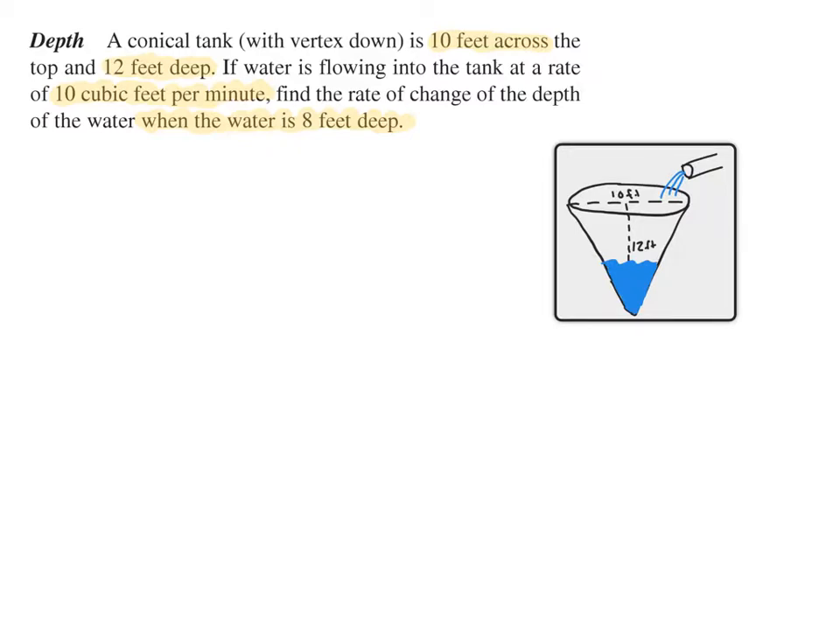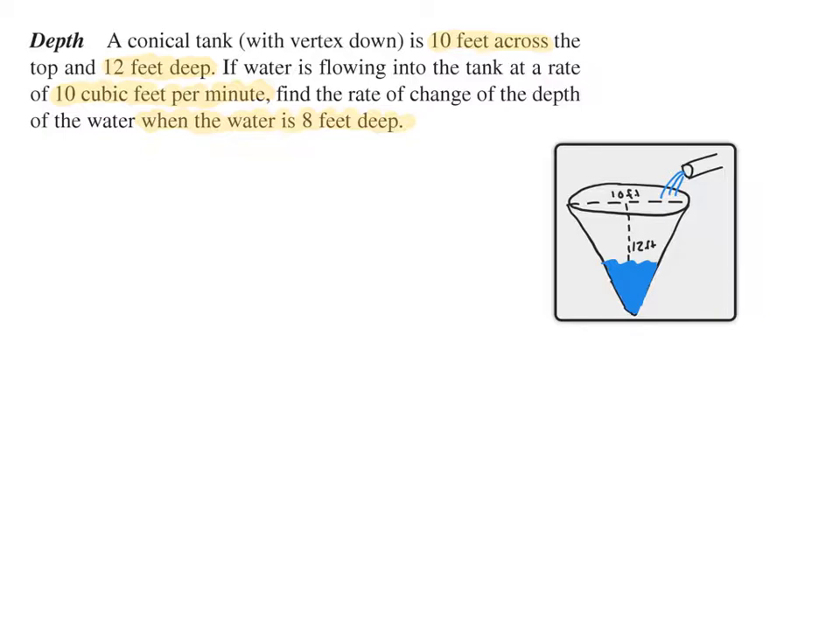In this related rate problem, we want to look at a canonical tank. And of course the vertex is going to be pointing down because we're going to fill it with water. We don't want the water to just fall across the top. So this particular cone is 10 feet across and 12 feet deep. And we're filling it at a rate of 10 cubic feet per minute.